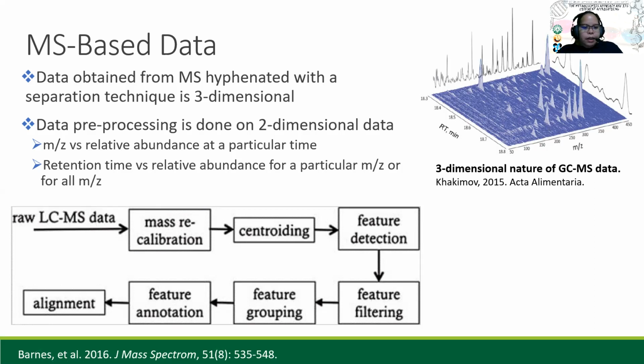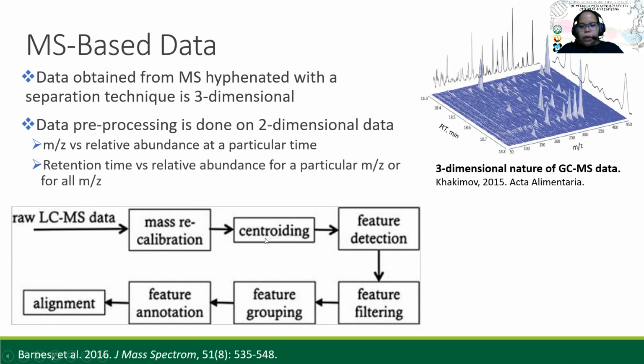Okay, so this is just the pre-processing steps that are involved in LCMS-based data. Actually, it will also be applicable to your GCMS-based data, but there is another step that we'll talk about for GCMS. So basically, you have your raw LCMS data. You have to perform mass recalibration. It can be using an internal standard or some signal that you can assign in your software.